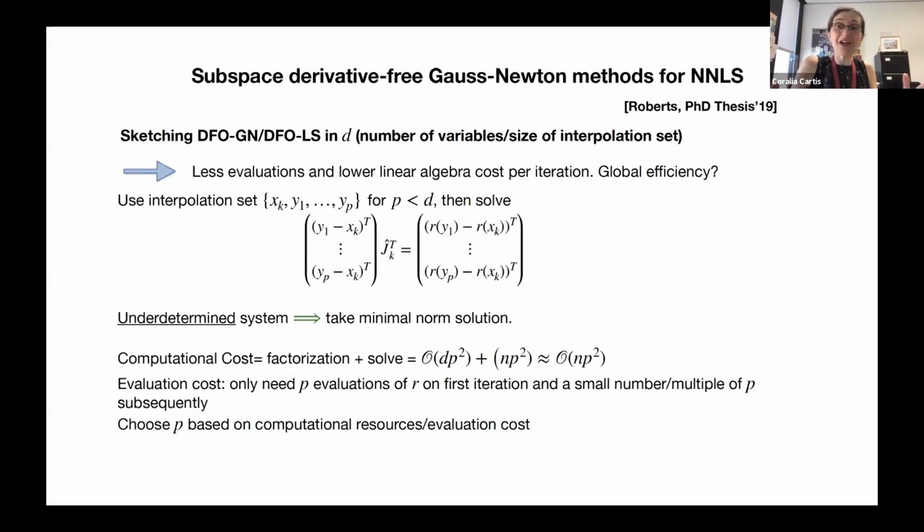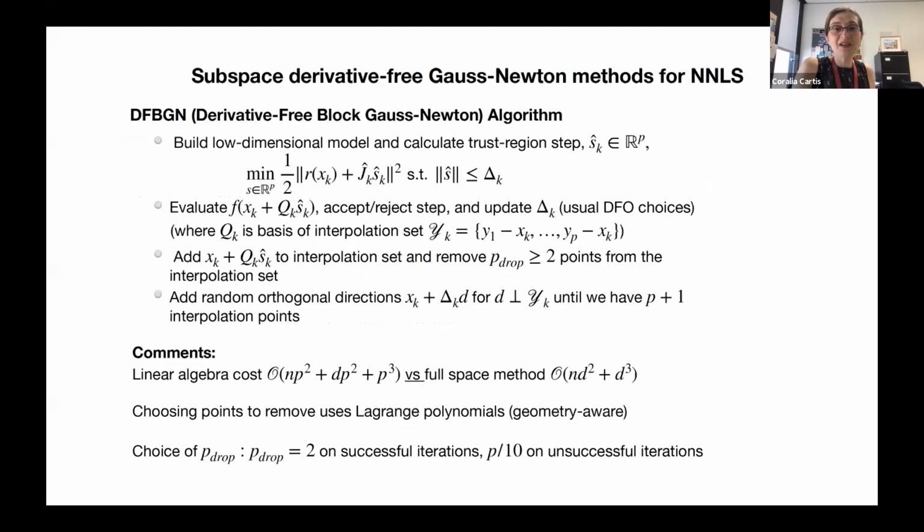Now, in the derivative-free Gauss-Newton, we also looked extensively at sketching in the variable domain. And then we also reduce the size of the interpolation set. So we have a subspace Gauss-Newton method, derivative-free Gauss-Newton method. We query the point, we query R less times, a smaller interpolation set. And I'm really running out of time.